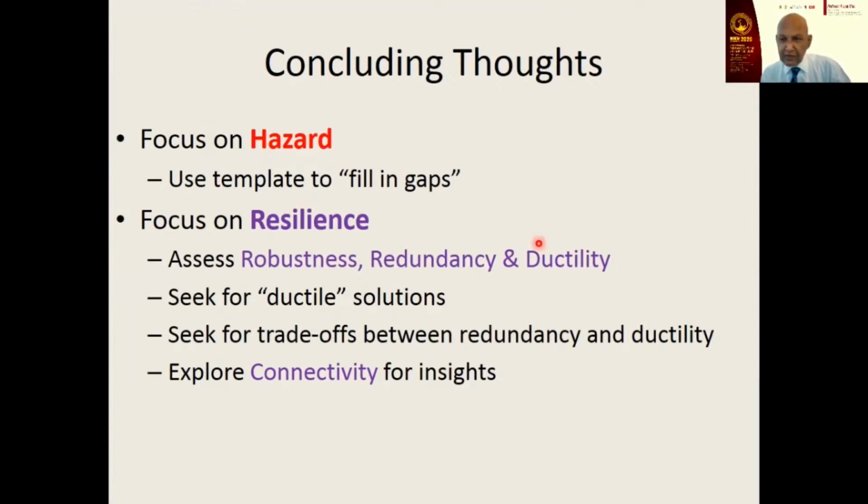The other way is to focus on resilience, where you do not think so much about individual hazards, but you think about the entire system, the entire infrastructure, the entire country. Is there robustness? Is there redundancy? Is there ductility? Ductility is a very important concept. It behaves in one way during normal situations, but it is able to adapt and behave in a different way when there are unforeseen loads or stress or demand on that situation. And seek trade-offs between redundancy and ductility, and also explore connectivity for insights.